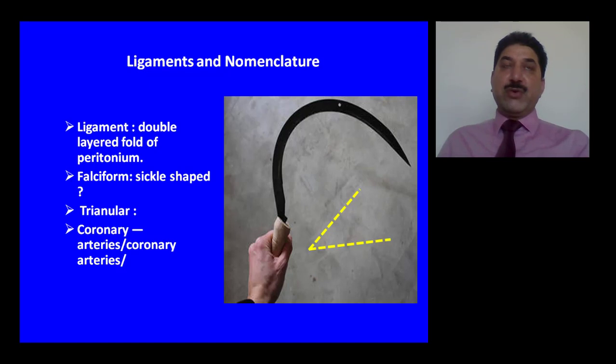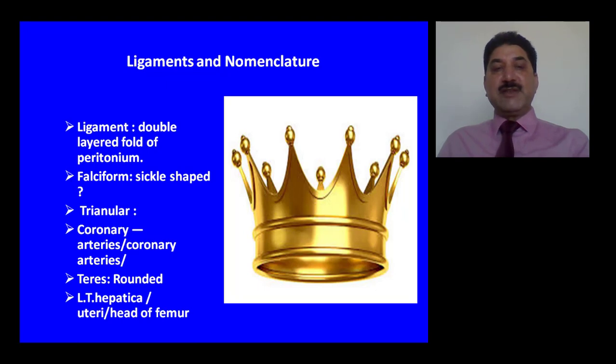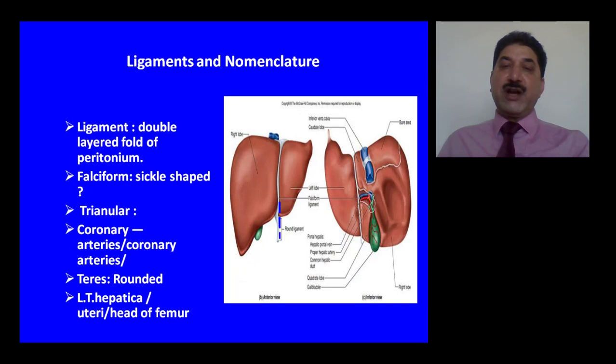Coronary ligament. Corona means crown. In the liver, there are two coronary ligaments, anterior and posterior. Anterior is also called the superior, and posterior is also called the inferior. They invest the liver like a crown. Teres means rounded. Ligamentum teres hepatis is the round ligament of the liver. Ligamentum teres uteri is the round ligament of the uterus. And ligamentum teres of the head of the femur is the round ligament of the head of the femur.